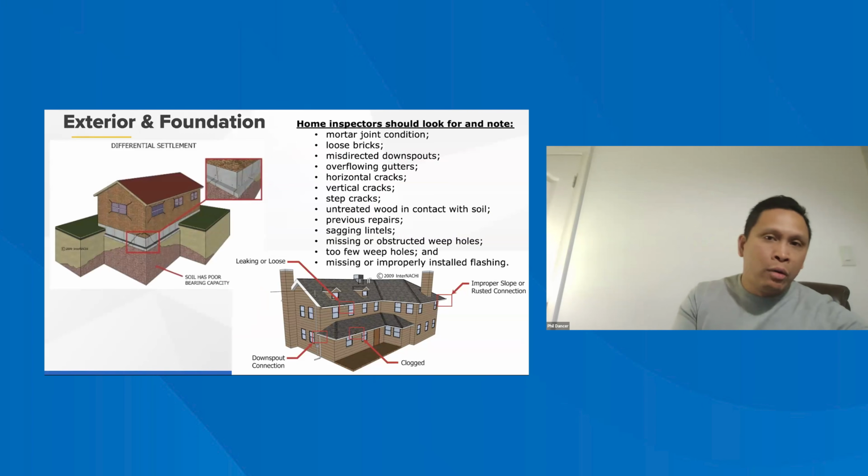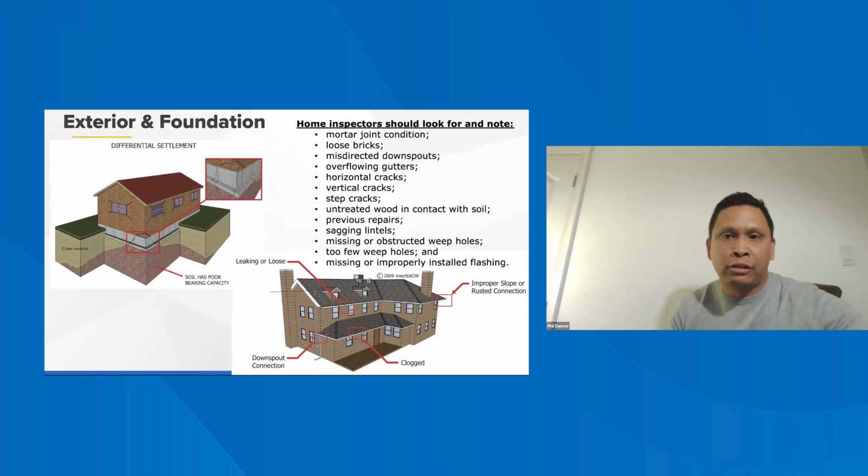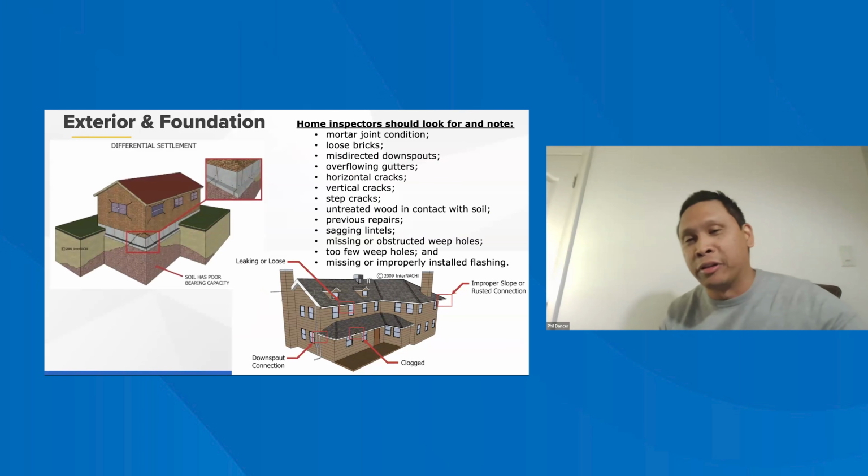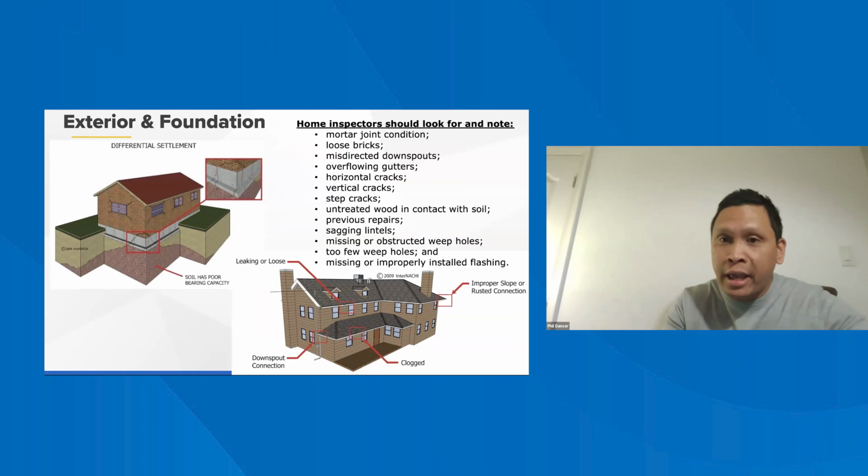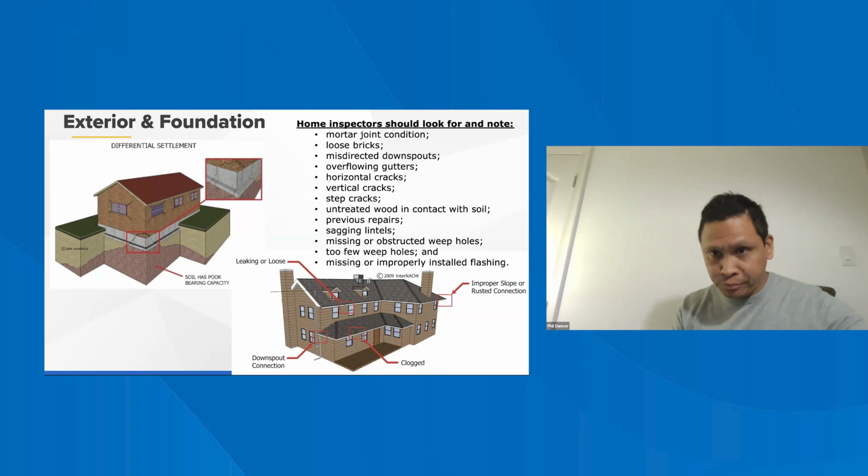Okay. So when we are inspecting the exterior and the foundation, here are several different things that we should all be looking for and noting in the reports. But whenever we see something on the outside, you want to take a mental note of where these things were. So when you're inside the house, make sure those conditions aren't tied to something else inside the home. So, mortar joint condition, right?